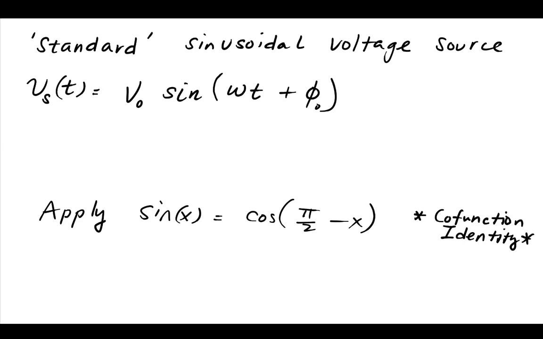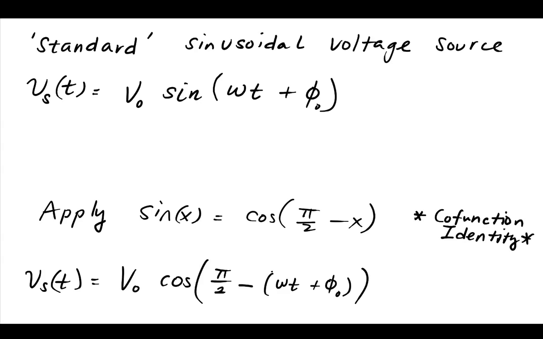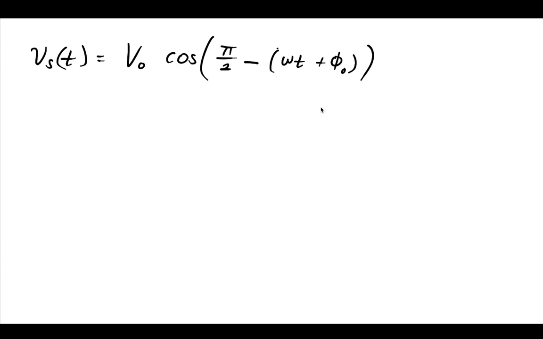So to do that, first we're going to apply the cofunction identity, which we can use to convert a sine wave into a cosine wave. So you should have seen this in your trigonometry class at one point or another. So once we do that, you will have the voltage source, and now you have changed it into a cosine wave, but it still looks a little awkward. We have this minus sign here. And so if we look at that, we can still simplify this a little bit more.